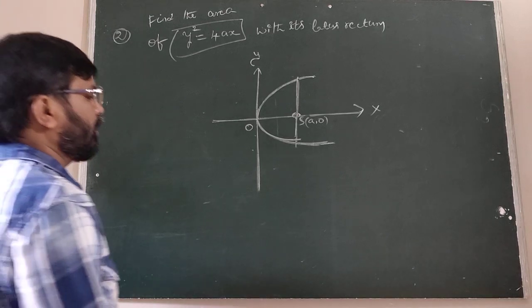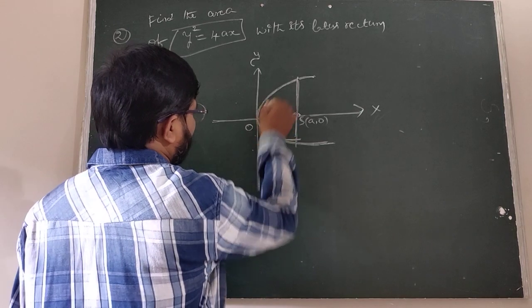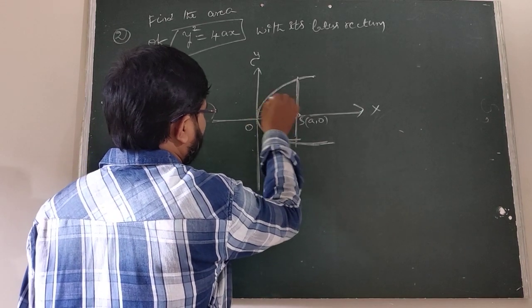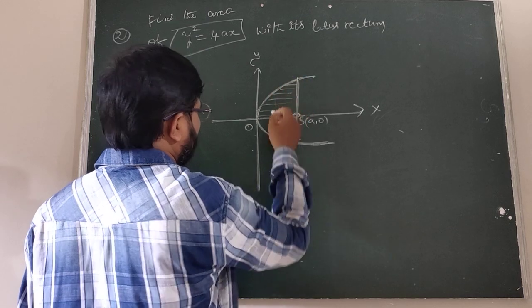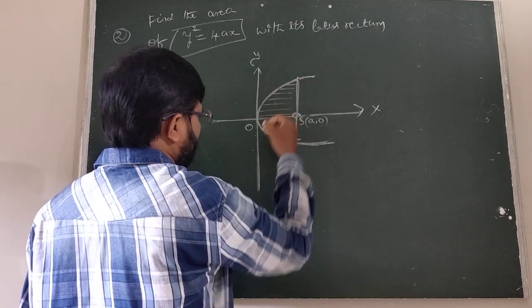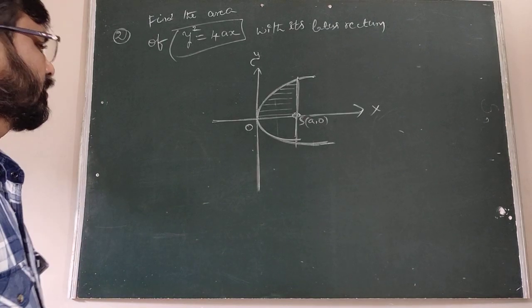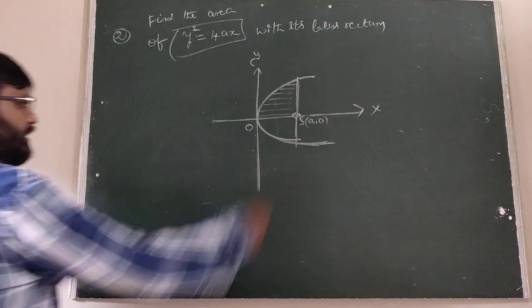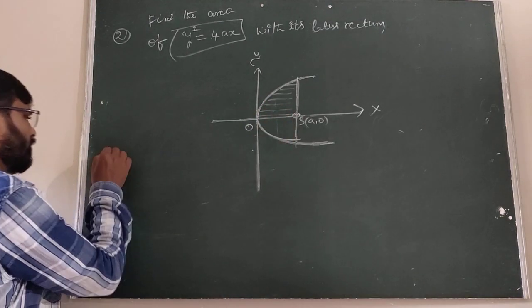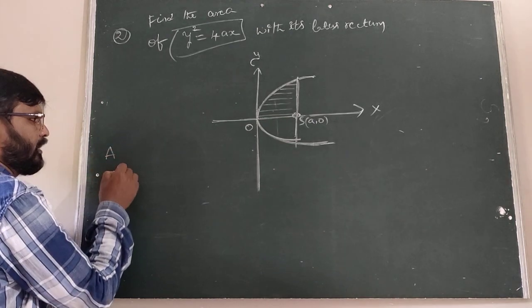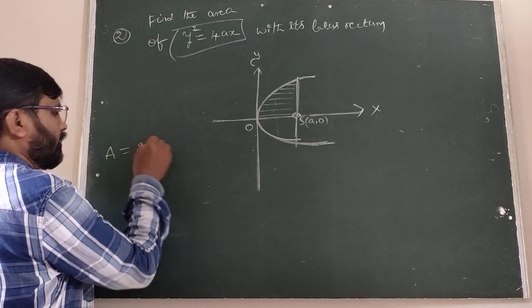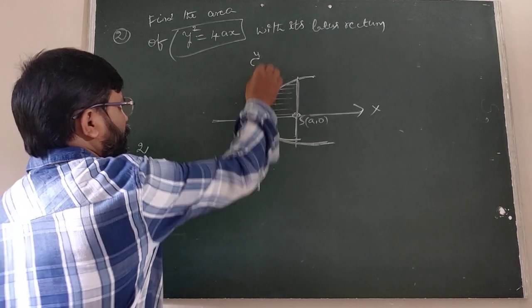How to write this one? All of you listen here. This part is completely above the x-axis, and the below part is the other part below the x-axis. How to write this one? You have to write the required area is twice the area above. Twice of the required area, what are the boundaries? x equal to 0.